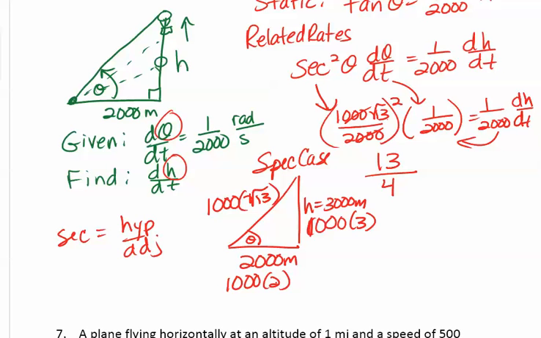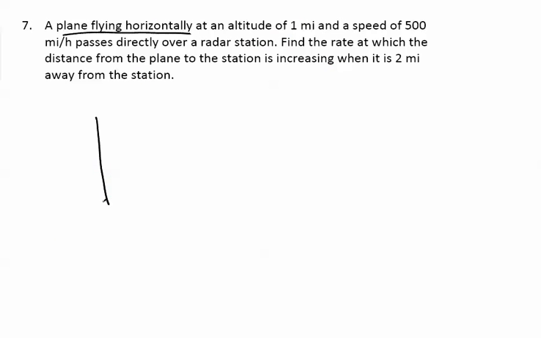And I know this video's a little long, but let's quickly at least set up question 7. This time we've got a plane flying horizontally. The altitude is 1 mile above the ground and it passes over a radar station. So like the one we did earlier, but this time the plane is flying on this horizontal. So we don't have to use law of cosines. This time the distance between the plane and the radar station will be a right triangle.